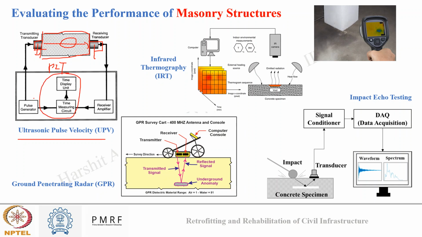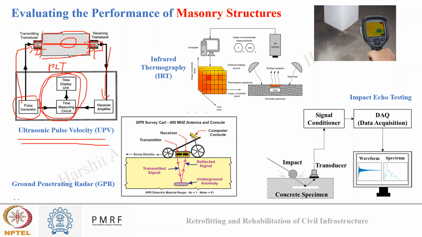Okay, so here you can see we have generated an electrical pulse. We send this pulse to the transducer. This PZT converts this electrical signal into a mechanical signal. The mechanical signal passes through the masonry. It is received at the end, which converts this mechanical signal again into an electrical signal, which we read and compare to check if there is any defect or not. Okay, so this is how a UPV works.